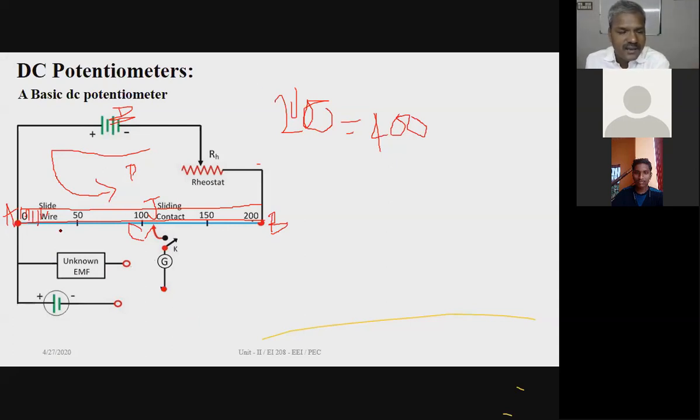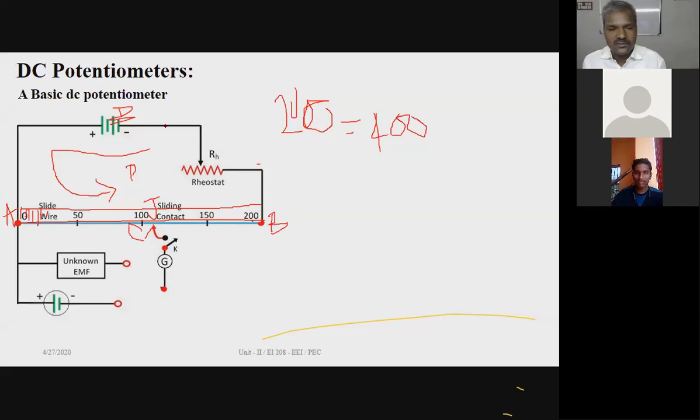Normally, the drop across the slide wire, when the current is generated from the battery and passes through this slide wire, the current should be very, very low. Why? Because this is a resistive wire. When we pass more current through the resistive wire, sometimes the thin wire may burn. So to avoid burning of the slide wire, we normally pass a very small amount of current.